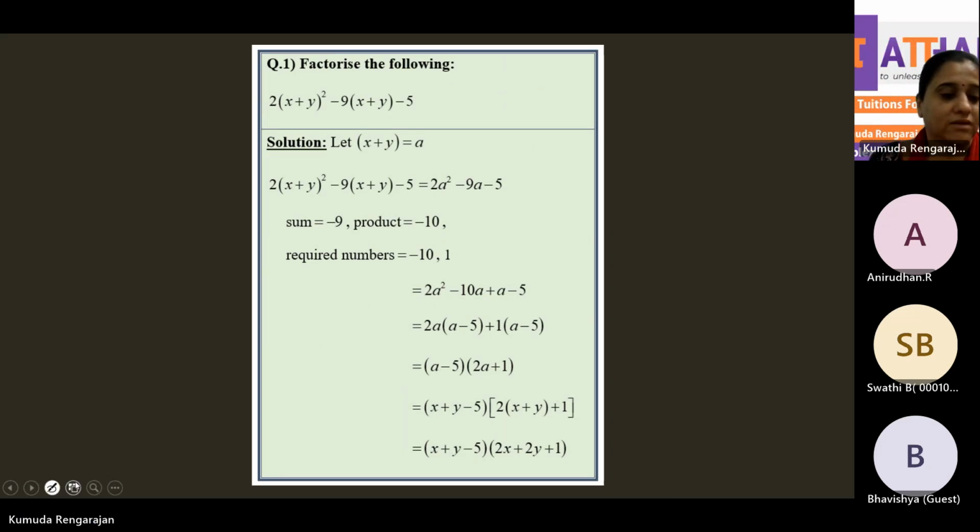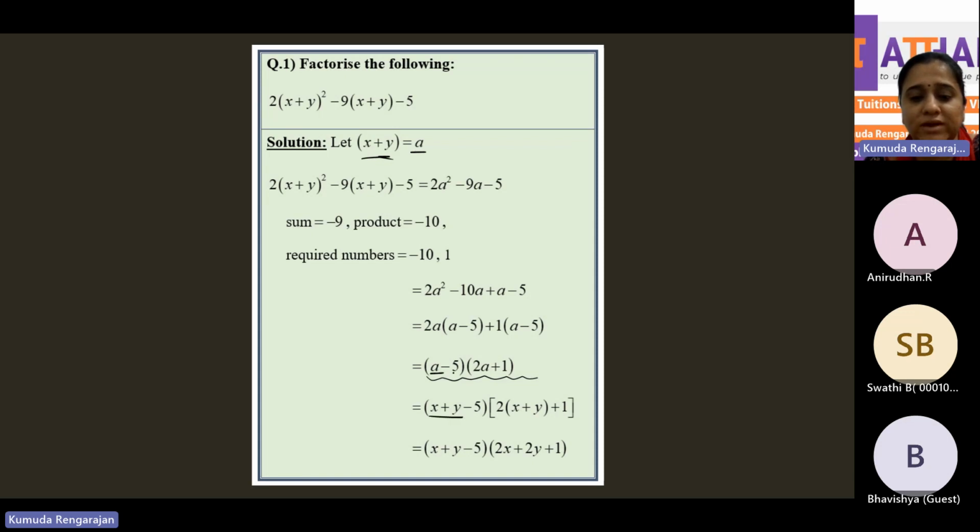So see here. You can see that here: A minus 5, 2A plus 1. Now replace. What is A actually? X plus Y. So instead of A, X plus Y minus 5, and 2 into X plus Y plus 1. So it will become 2 into X, 2X, 2 into Y, 2Y. 2X plus 2Y plus 1. Replace A with X plus Y, because we have assumed X plus Y to be A.